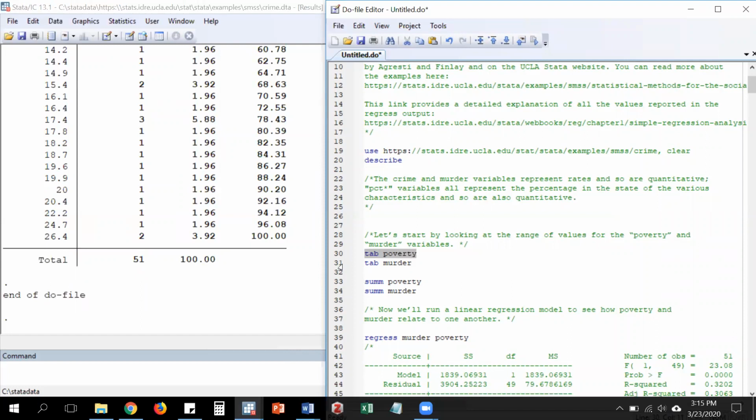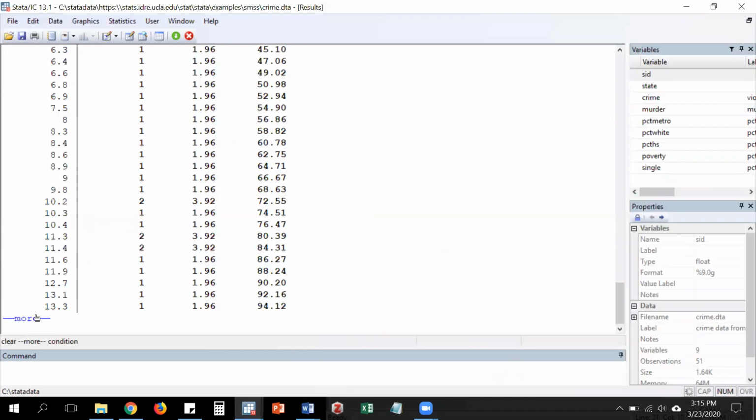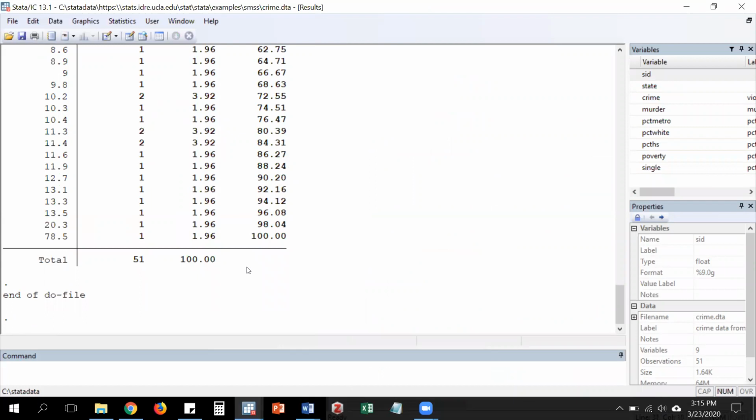And then the murder rates, similarly, are numeric, quantitative variables. So it ranges from 1.6 to 78.5, so an even wider range there. But you can see most of them kind of fall in this 1 to 13 range, and then there's one state that has 20 and one state that has 78.